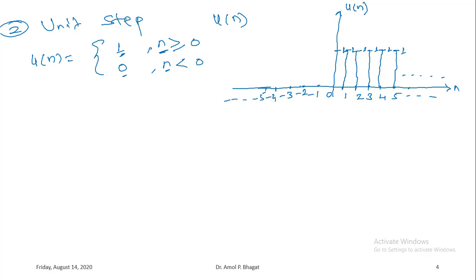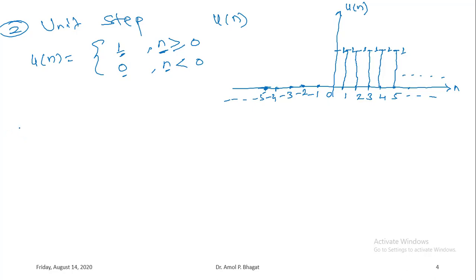And for negative values of n, for n is equals to -1, it is 0. For n is equals to -2, again 0, -3, 0, -4, 0, -5, 0. Okay, so this is how the unit step sequence or signal can be represented graphically as well as in functional form.